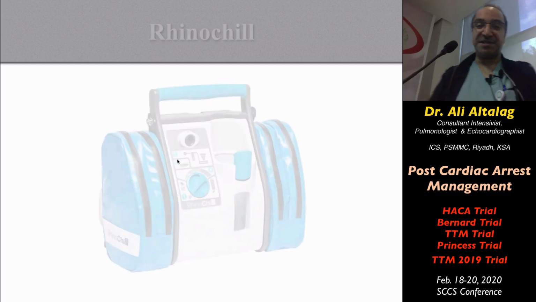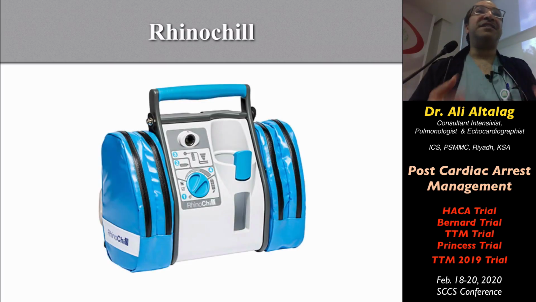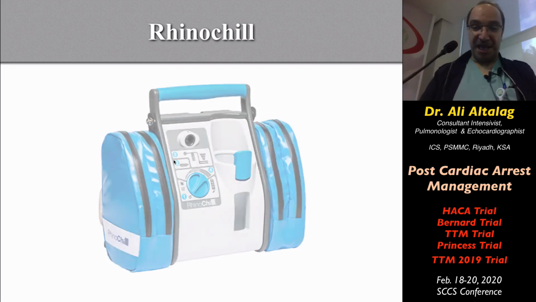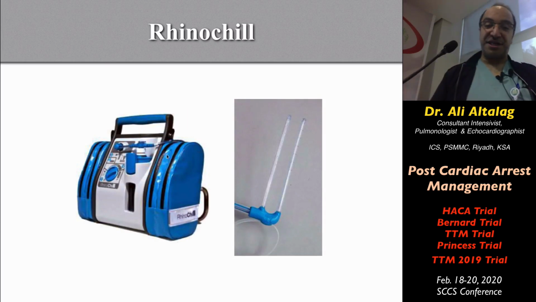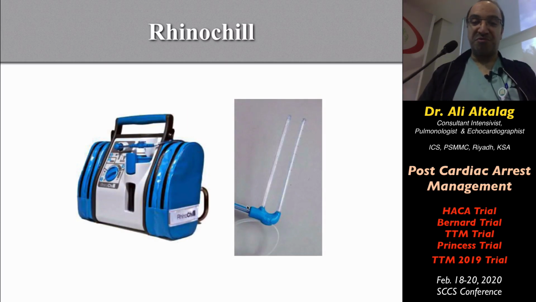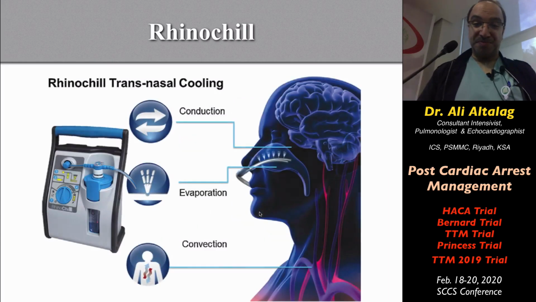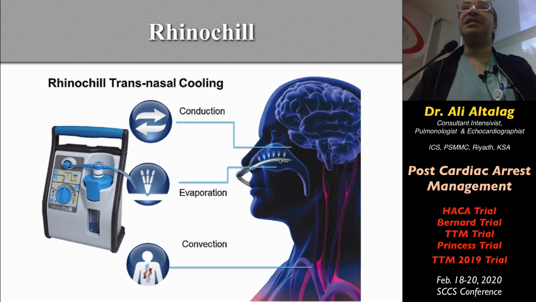So let's see what they did. They invented a machine called the Rhinochill, which is this thing here. This machine is connected to a tube, which is connected to a long nasal cannula. There is a vapor or a liquid that, once the machine starts functioning, will spray cold fluid inside the patient's nose. So there will be reduction in temperature by conduction, convection, and evaporation.